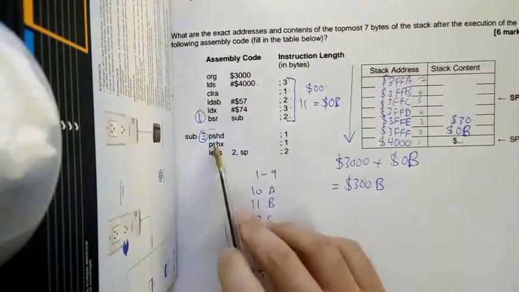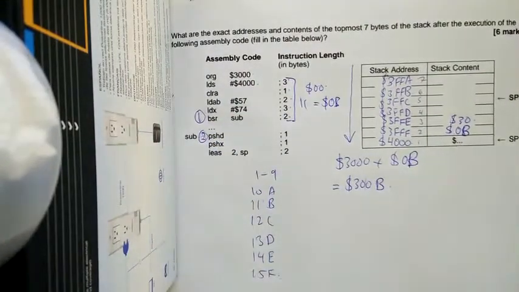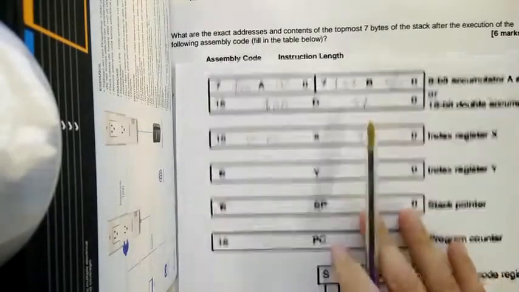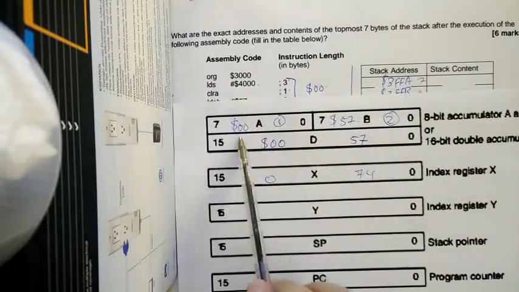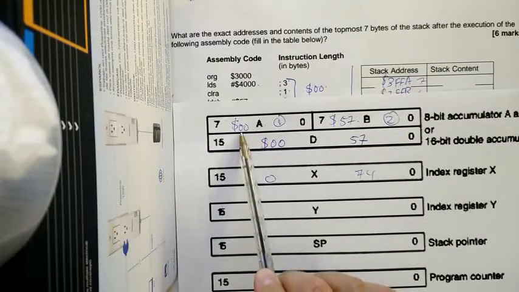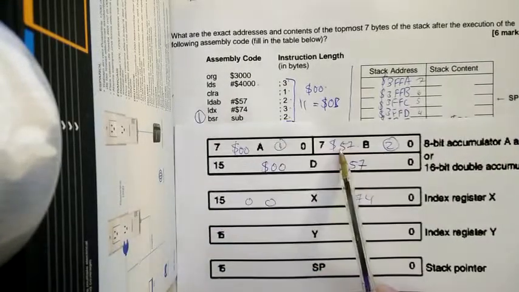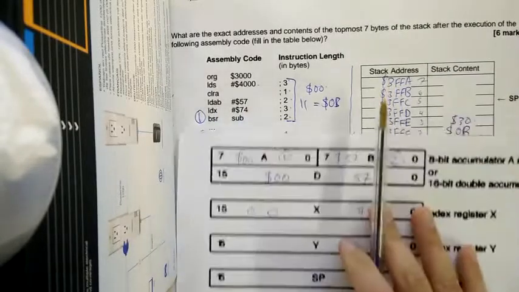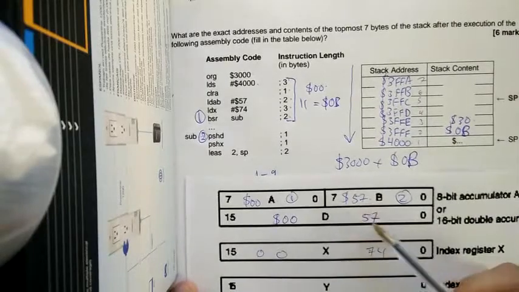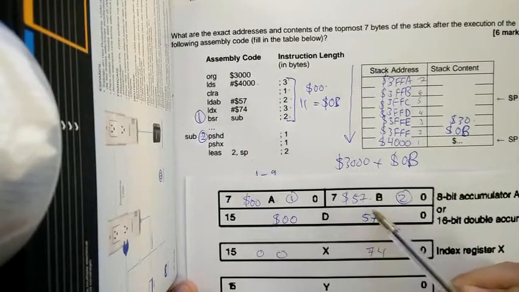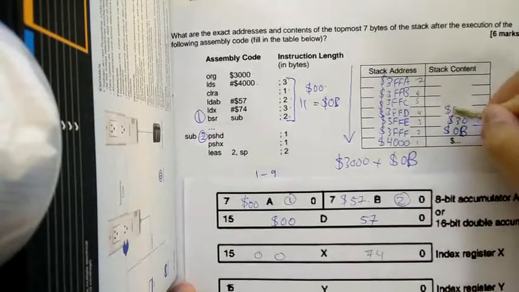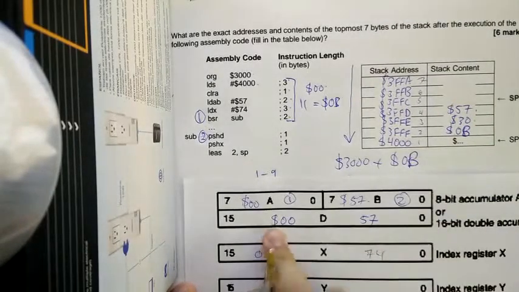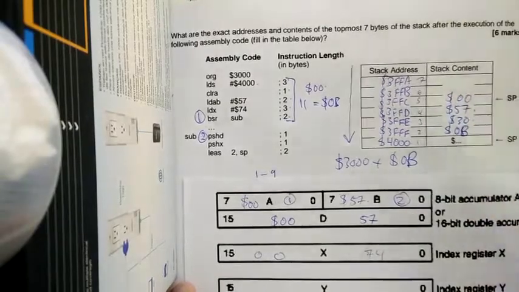Now we go into the subroutine sub, and the second step is push D. Remember, D is the combination of A and B. A is 00 because it's been cleared, and B is $57 because we loaded accumulator B with $57. So the rightmost byte is 57, and we put 57 in first, and then the left side is $00.